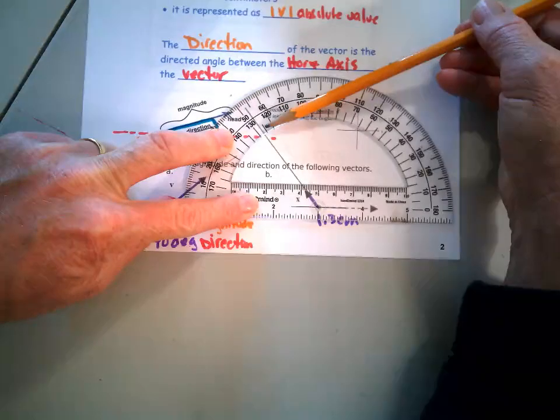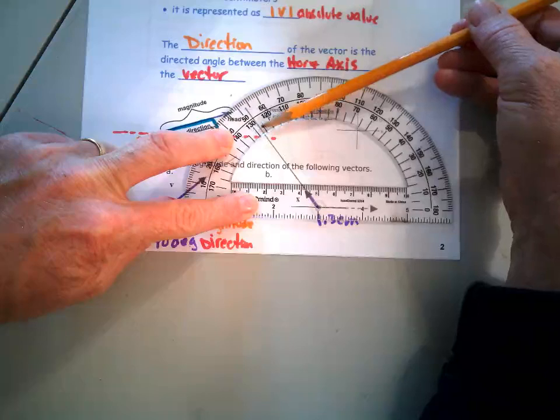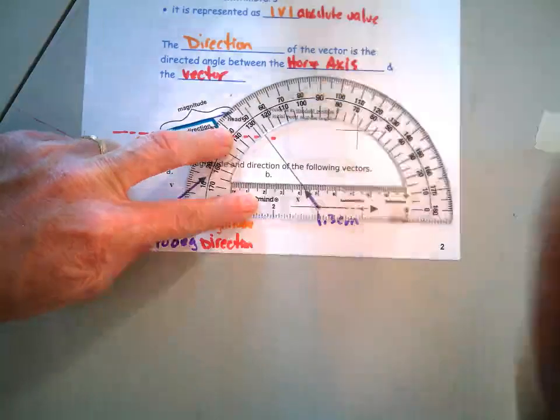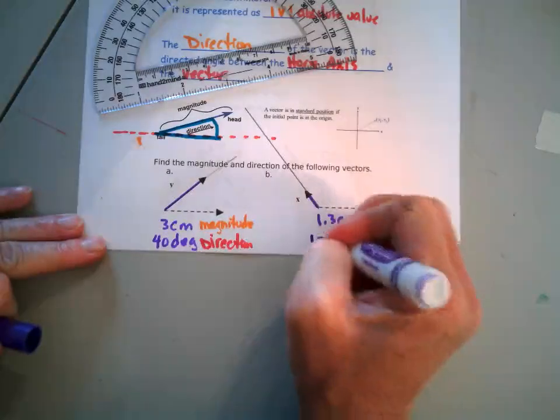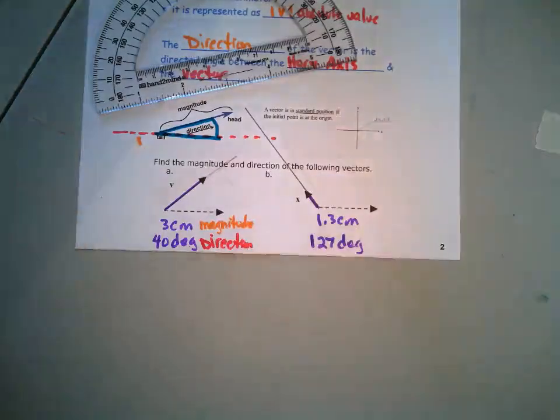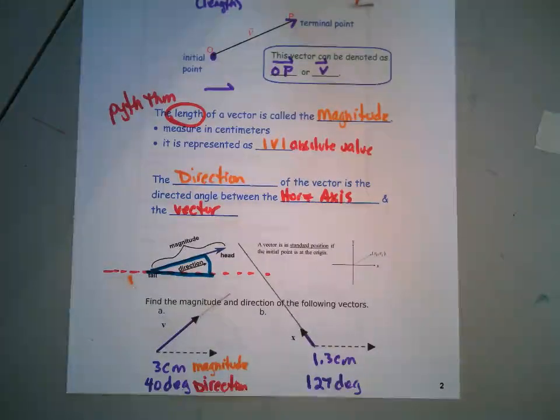130, that's going to be 125, that's 130 here. So we're probably looking at about 127, 127 degrees. Okay, so that's going to be the basics of the geometric vectors.